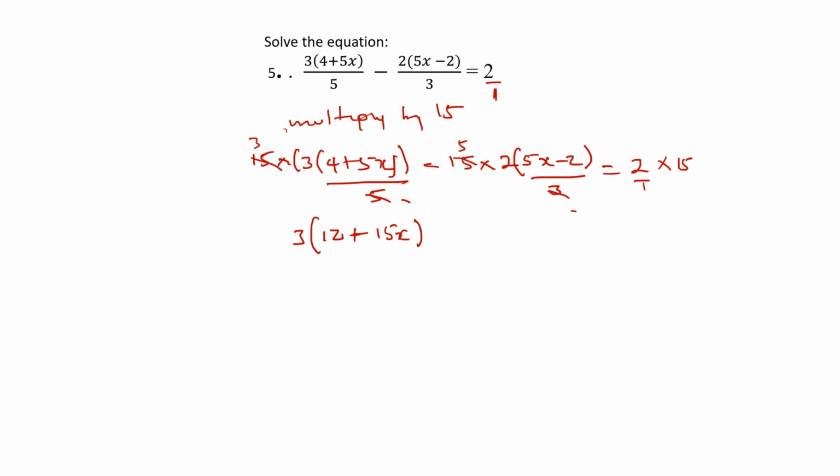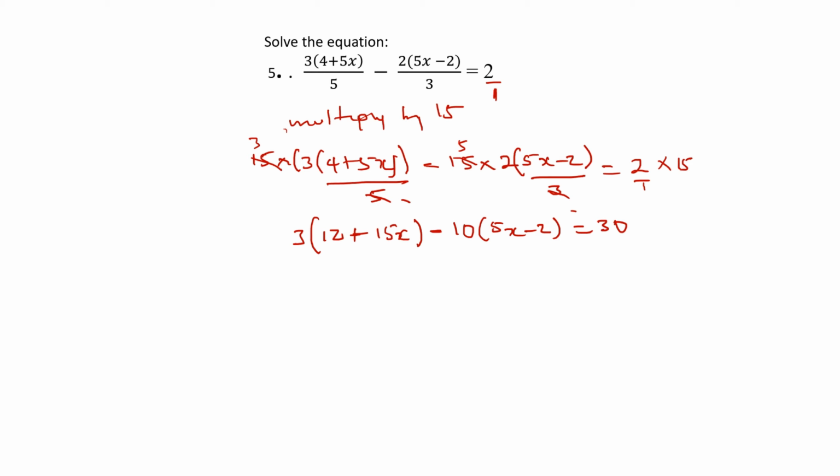Write your minus sign. 5 multiplied by 2, multiply this first 2 and then leave the bracket. 10. Write again 5x minus 2. This is upon 1 is equals to 2 multiplied by 15 is 30.